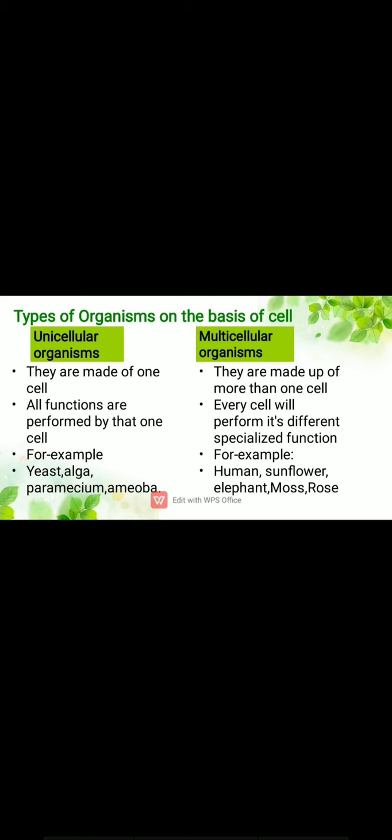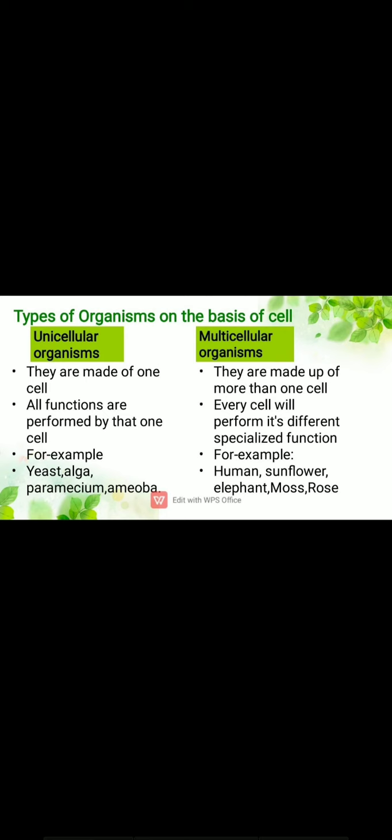Unicellular organisms are made up of one cell, because uni means one. All functions are performed by that one cell, because it is made up of just one cell. For example, yeast, alga, paramecium, and amoeba are examples of unicellular organisms.